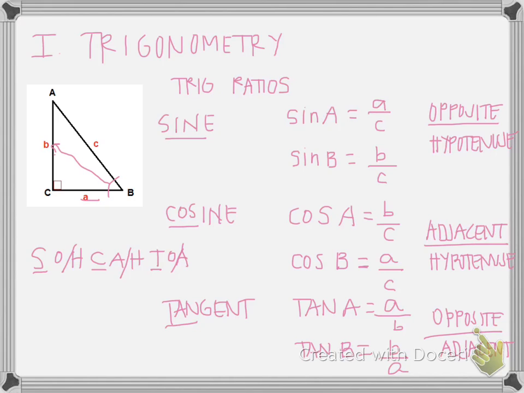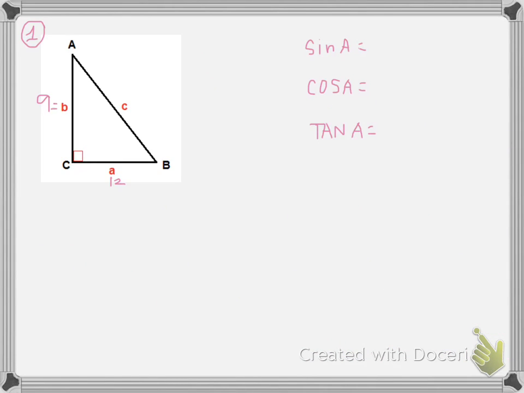All right, so let's work some examples here. If our two legs are 9 and 12, I want to find the ratio sine of angle A, cosine of angle A, and tangent of angle A. To do that, I need to find my hypotenuse first. So my Pythagorean theorem says 9 squared plus 12 squared is equal to c squared. So 9 squared plus 12 squared is 225. Square root of that, so your c is going to be 15.